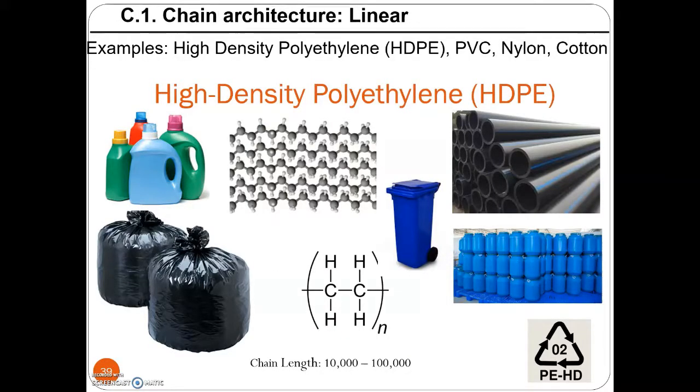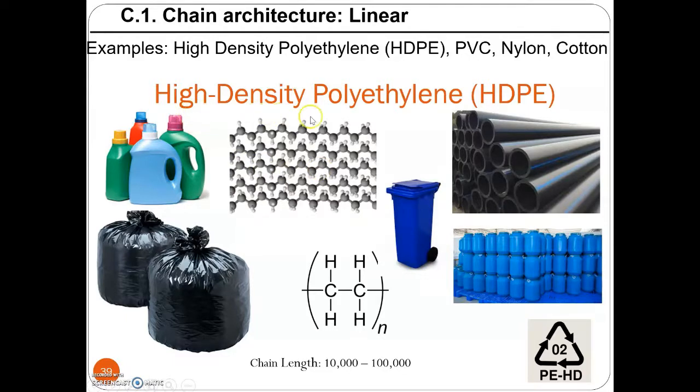As linear polymers, we have many examples. In fact, when the polymers are in linear form, these polymer chains can pack together and lead to high density materials. For example, high density polyethylene, polyvinyl chloride, nylon, cotton. I want to repeat, as the polymer chains are linear, here we can find many polymer chains which can pack together, leading to high density materials.